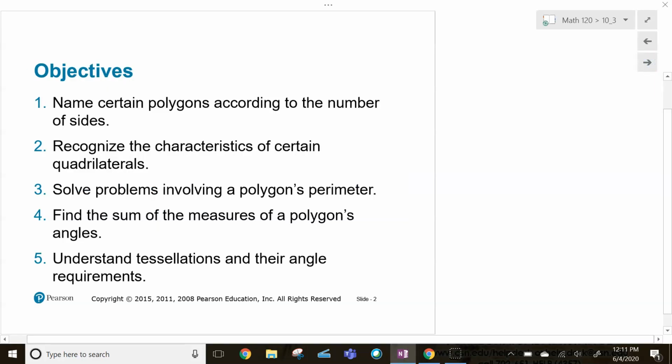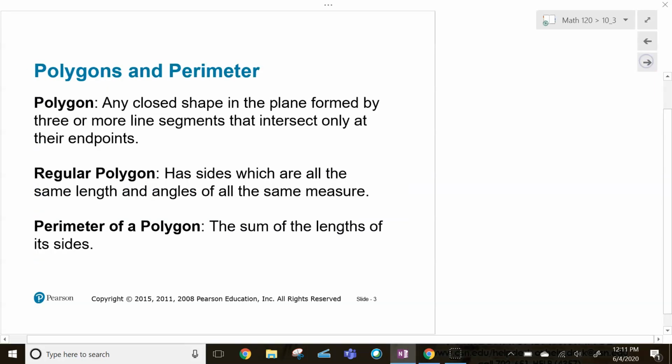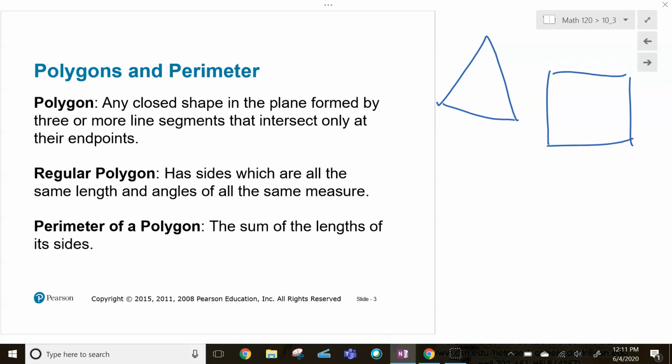Let's start out with talking about some polygons and their definition. So, polygons: any closed shape in the plane formed by three or more line segments, like a triangle or a quadrilateral. I'll show you some on the next page here. They intersect only at their endpoints.